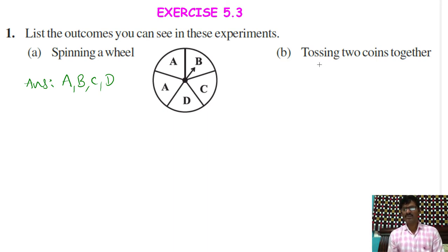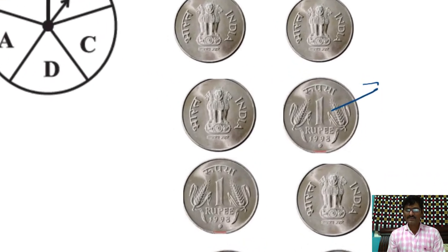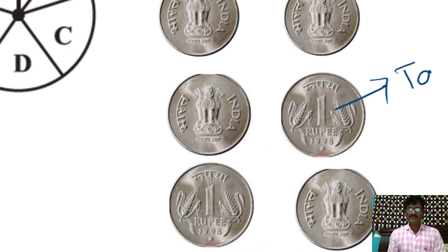Now let us come to tossing two coins. Whenever you have two coins and two coins are tossed, what are the results that can occur? Let us see all the possibilities. These are the 4 possibilities when we toss two coins. This is called tail and this is called head.